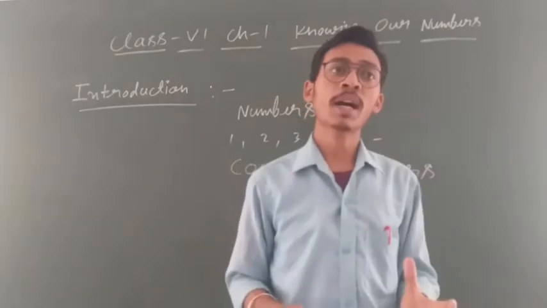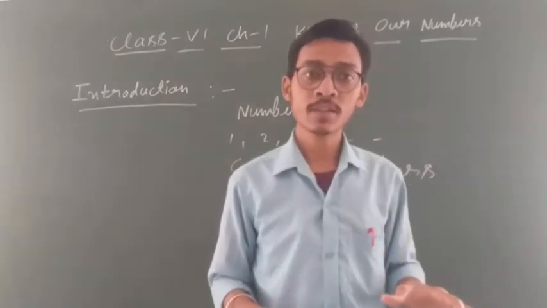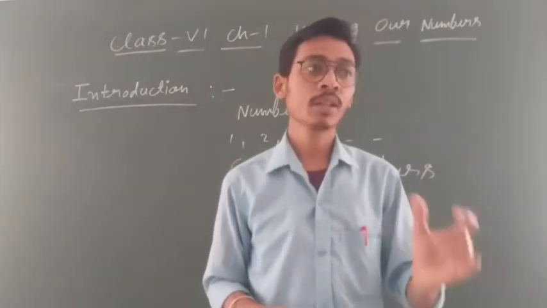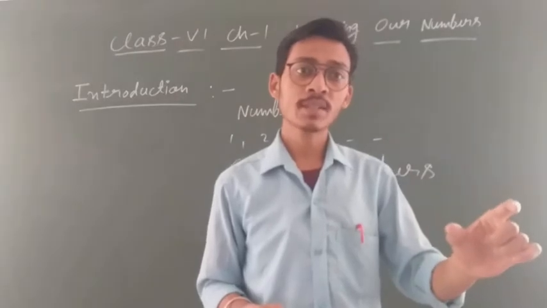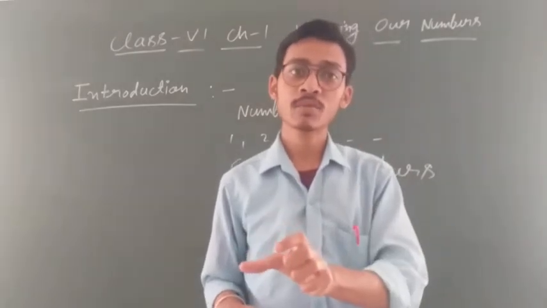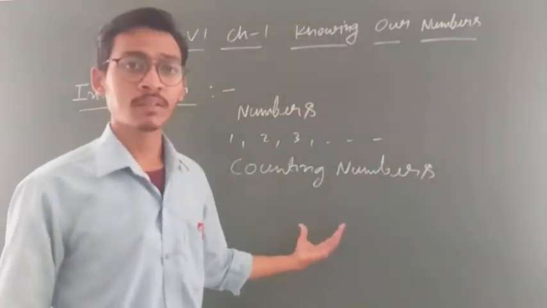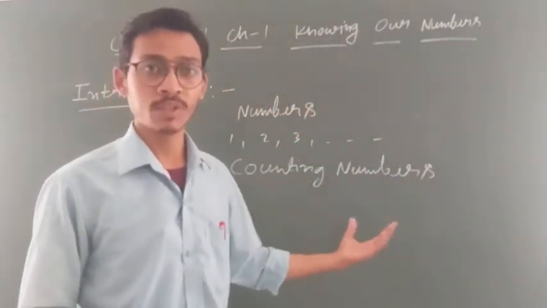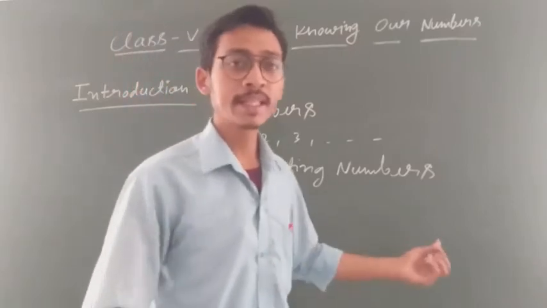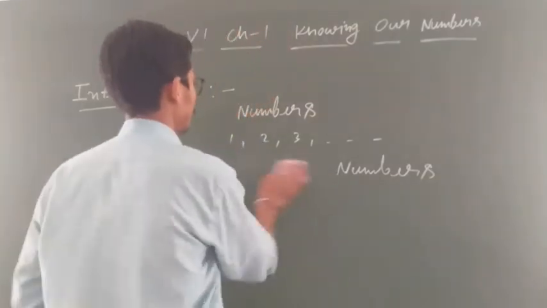If I want to ask how many students are in the classroom, you can count the number of students. How many boys are sitting in the classroom? How many girls are sitting in the classroom? You can count. So natural numbers are all the counting numbers which we can count. These are about natural numbers and counting.